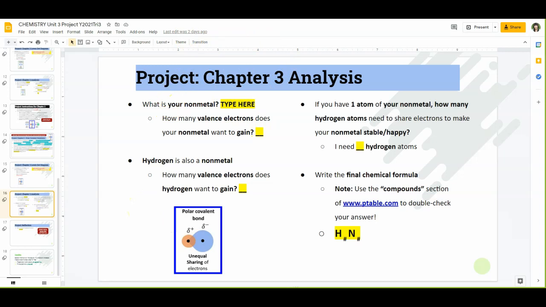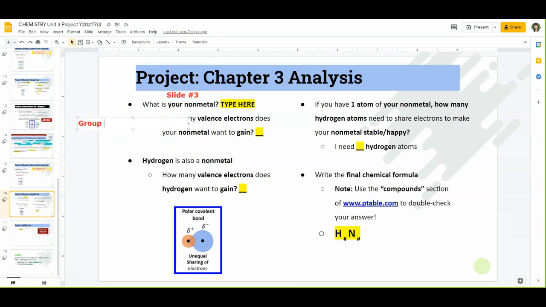Again, your nonmetal is whatever you chose on slide number 3, so either group 17 fluorine, chlorine, group 16 oxygen, sulfur, or group 15 nitrogen, phosphorus. So just type in that name here and talk about how many valence electrons your nonmetal wants to gain.